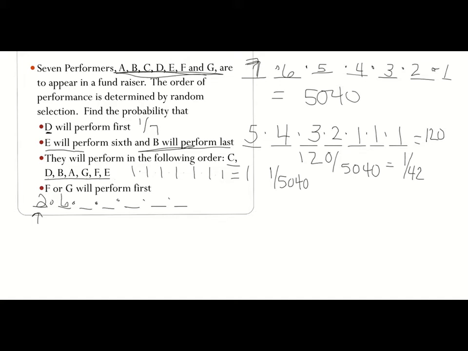So we have 6 there, then 5, then 4, then 3, then 2, and then 1. So when I multiply that, I get 1,440. So my probability will be 1,440 over my 5,040. And that simplifies to 2/7.